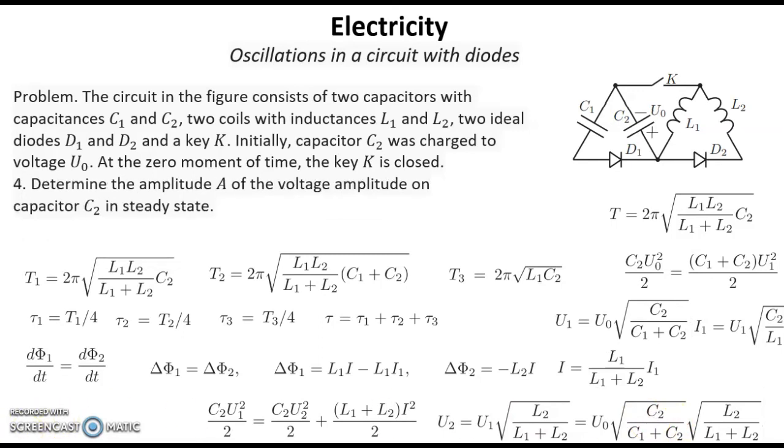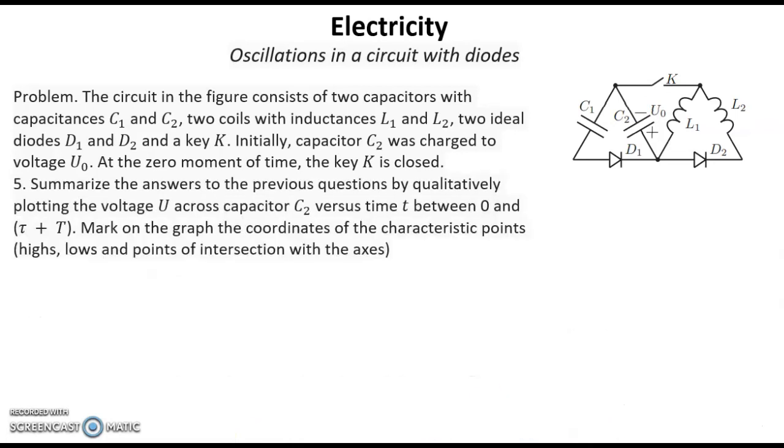Question number 4. Determine the amplitude A of the voltage on capacitor C2 in steady state. So we already found it. That's the same as U2. The only thing is that during the third process that was just a quarter of a period, but after this voltage reached this maximum, the process became periodic with the voltage U2 equal to this expression.